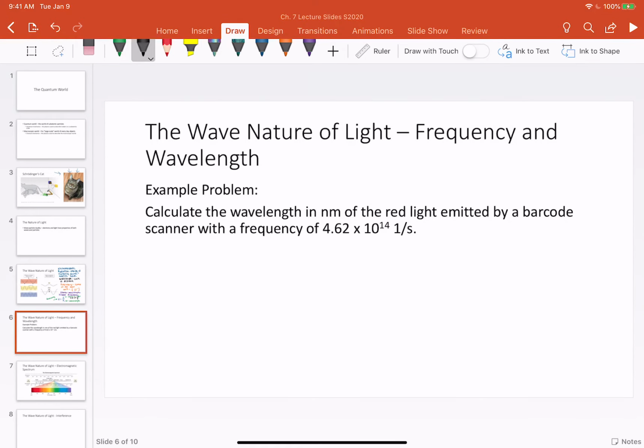So let's go ahead and use that equation to do a practice problem. This problem asks us to calculate the wavelength in nanometers, so that's important, those are our units, of the red light emitted by a barcode scanner with a frequency of 4.62 times 10 to the 14th 1 over seconds. So again, look at our units. Those are going to be the units of frequency. So we have our equation here.